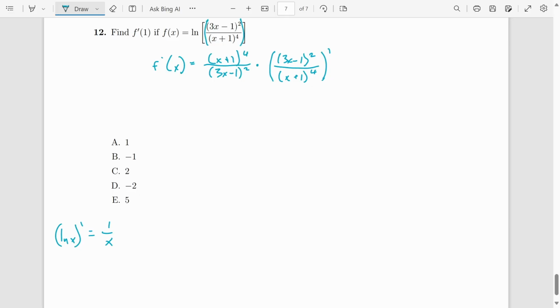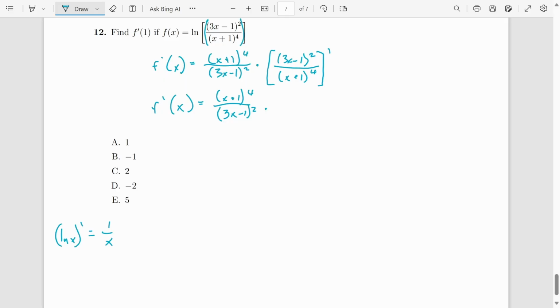Excuse me. So now we're here. Now we have to take the derivative of this part now. In fact, let me actually make it clearer. Let me put brackets around it. So rewrite things. f prime of x equals (x plus 1) to the 4th over (3x minus 1) squared times the derivative of this.